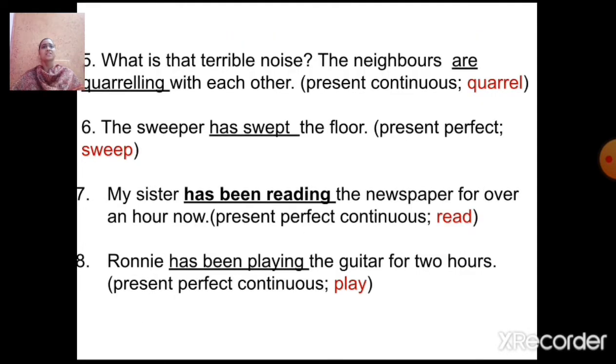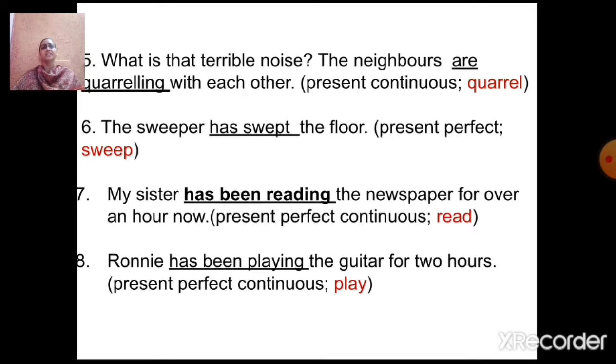Now the next is: what is that terrible noise? The neighbors dash with each other. Now we need to complete this sentence with present continuous and the verb given is quarrel. Okay, so the answer is: what is that terrible noise? The neighbors are quarreling with each other, right?